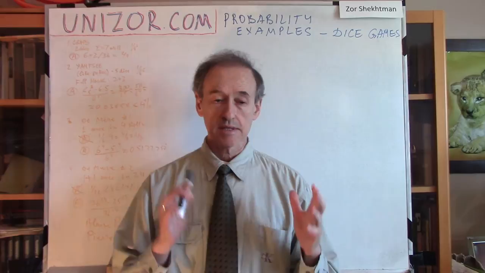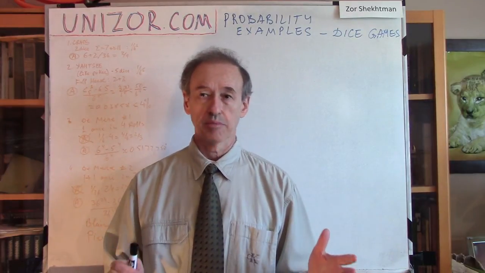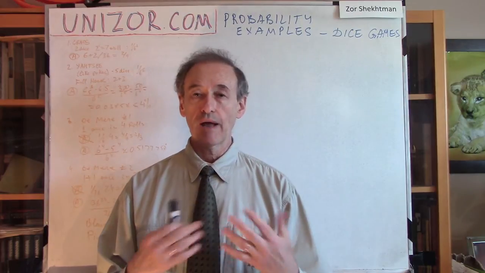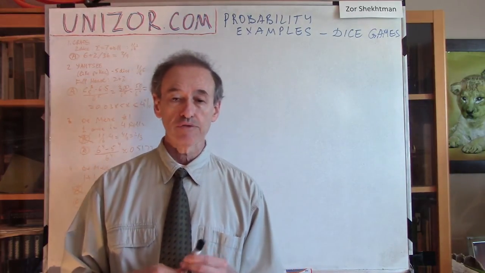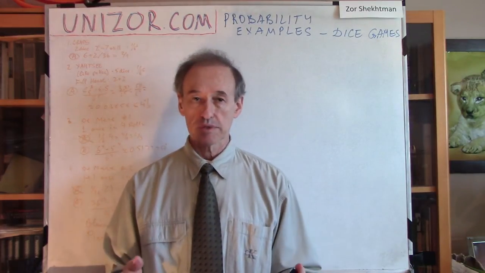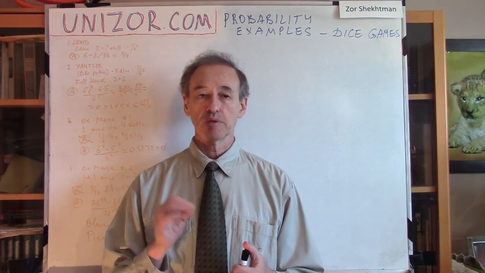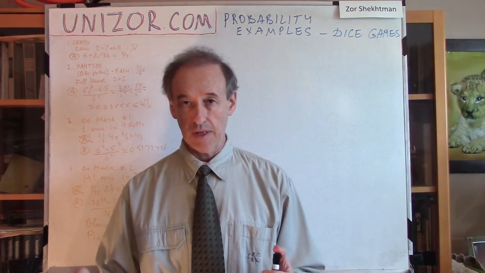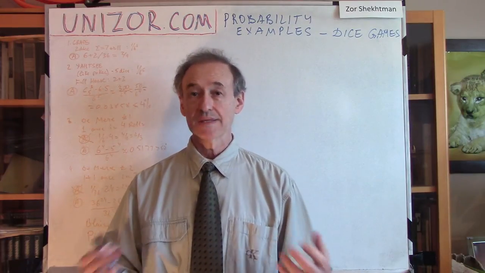Now, this state of mind is relatively simple. To evaluate the probability of some event, you really have to analyze your experiment. What kind of outcomes, what kind of results of the experiment can be called elementary events. These elementary events are supposed to be in some way symmetric.